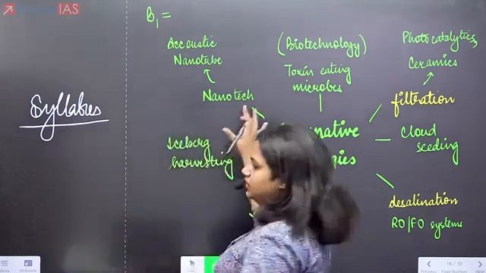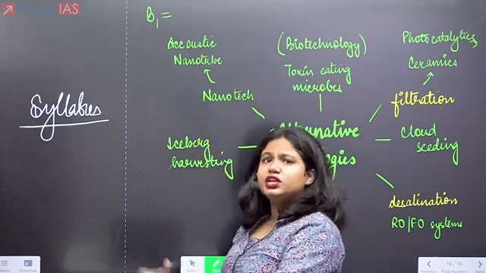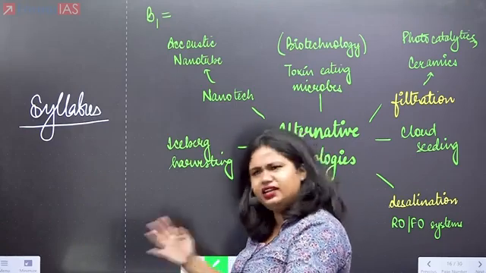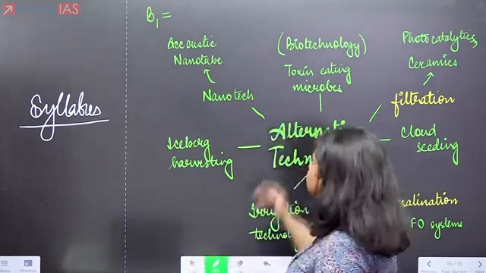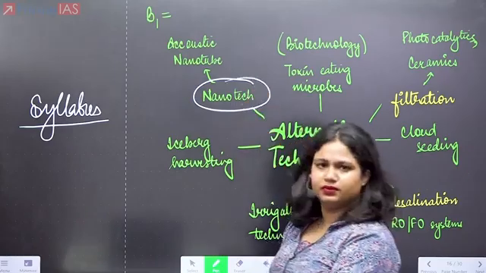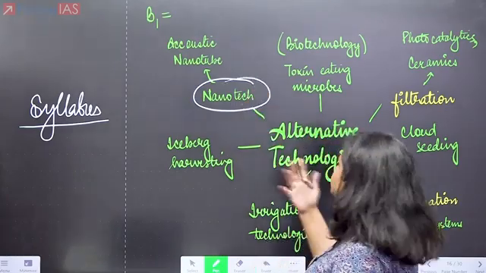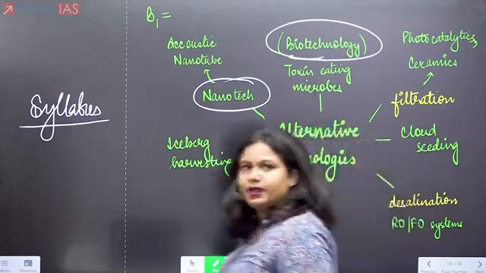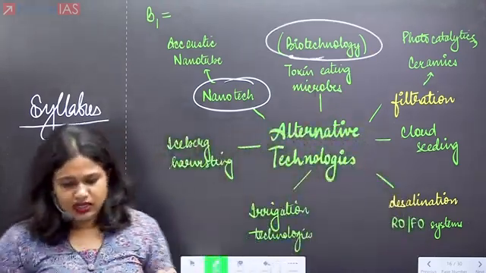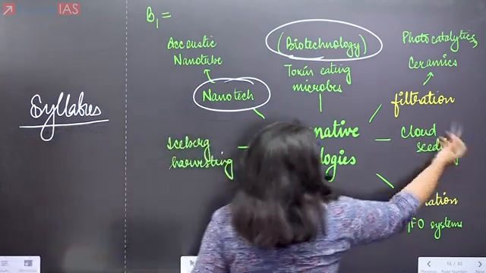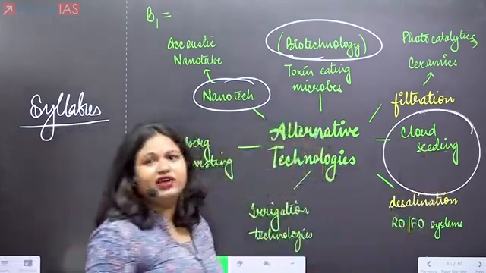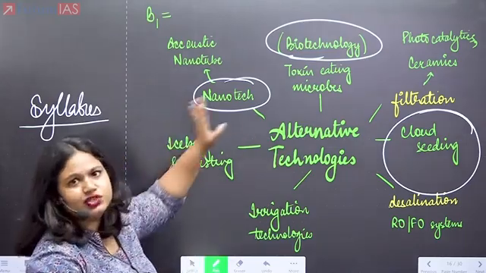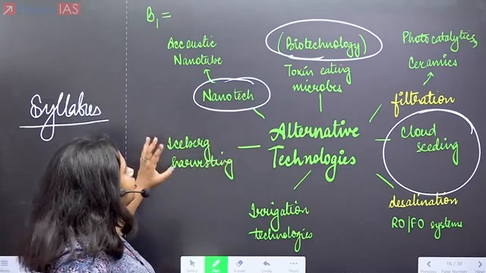So, in the new technologies, fresh technologies, innovative technologies that we study in your science and tech syllabus, you study nanotechnology. This much you study for sure for prelims and mains, both. You study biotechnology as a topic, right? You also study cloud seeding, which you would have studied in the environmental technology portions. So these three you would know for sure, which is why these are the ones that you could have written.